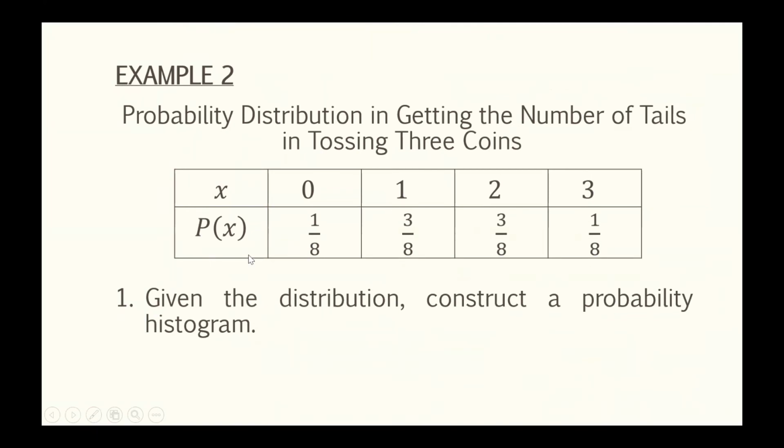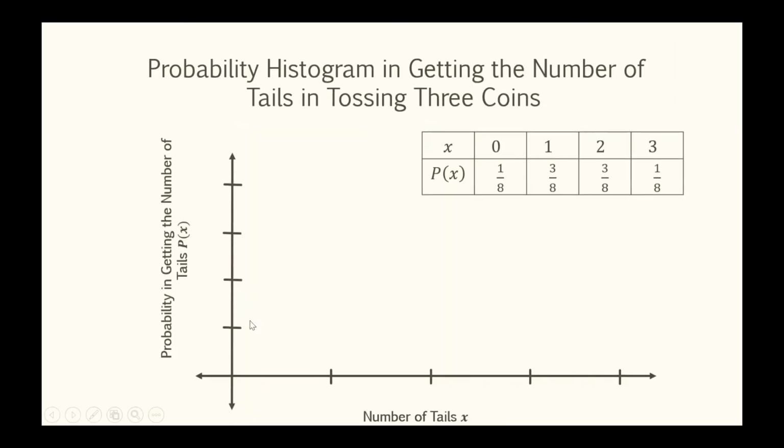Let's have another example. The probability distribution in getting the number of tails in tossing 3 coins. We have here the table. If x is equal to 0, its probability is 1 over 8. If x is equal to 1, or 1 tail only, its probability is 3 over 8. If we have 2 tails, its probability is 3 over 8. And if we have 3 tails, its probability is 1 over 8. So given this distribution, we are going to construct a probability histogram.